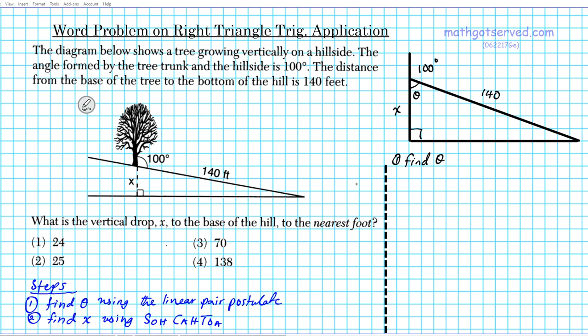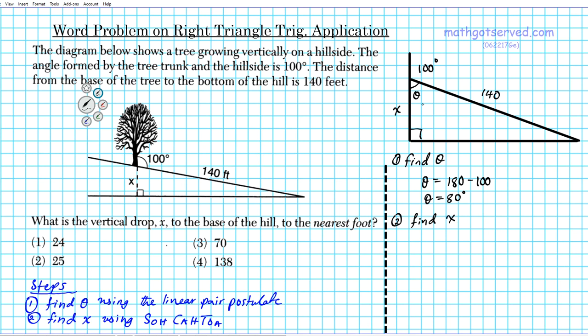Alright, so using that information, if we want to find theta, we know that if we add 100 and theta together, we're going to get 180 degrees. So theta is basically 180 minus 100, which gives us theta equal to 80 degrees. You could do that mentally, because if your sum is 180 and this is 100, this has to be 80. Perfect.